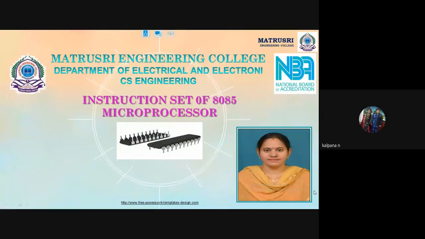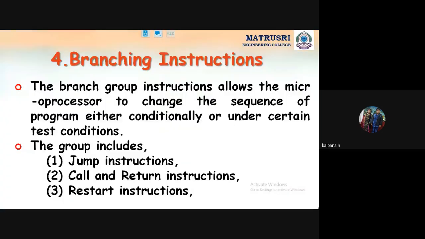In the previous class, we discussed the data transfer instructions, arithmetic and logic instructions. These are over, right? Now today we are going to discuss the branching instructions. Okay? What instructions? Branching instructions. Is my voice audible to all of you? Yes, ma'am. Okay. Branching instructions.